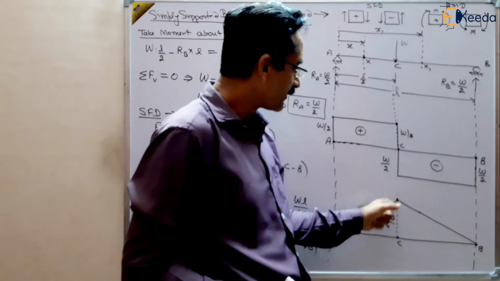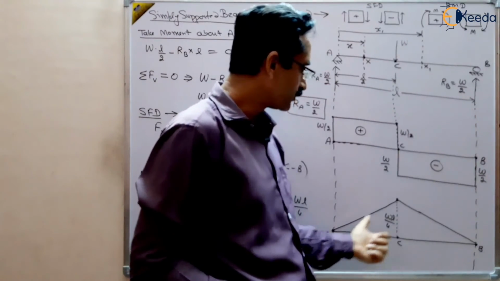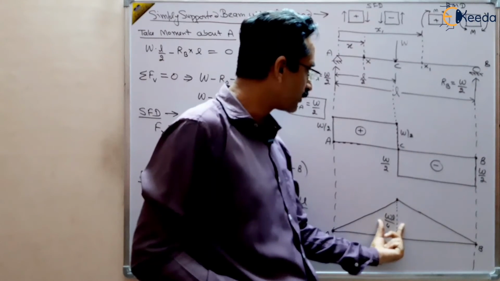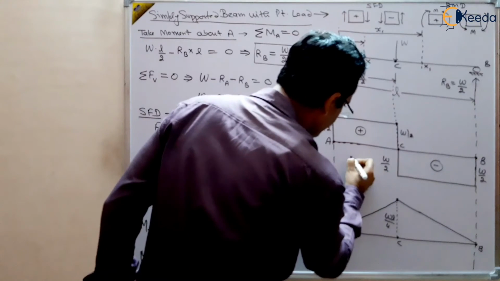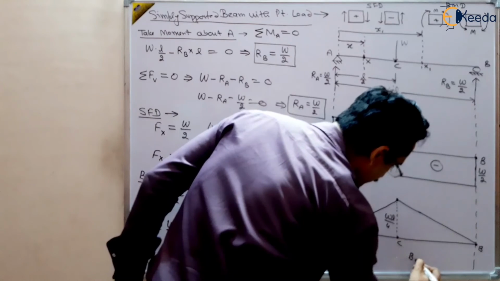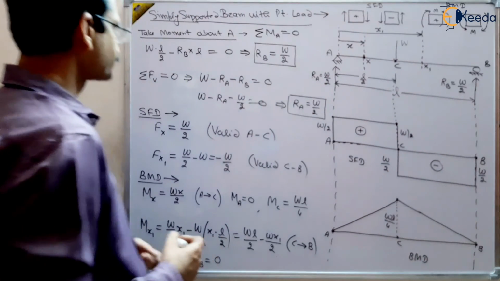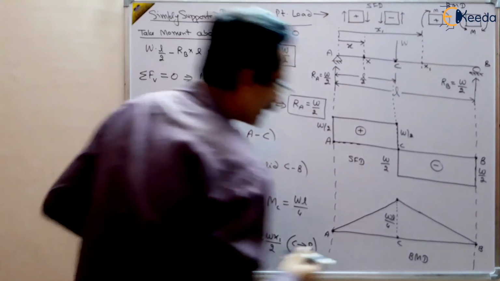WL by 4 was there for AC and also for CB. So you can see here, there is no abrupt change in bending moment, but there is abrupt change in shear force. So this is our shear force diagram and this is the bending moment diagram. So this is how you will find out the shear force and bending moment diagram of a simply supported beam with point load, and this is positive.